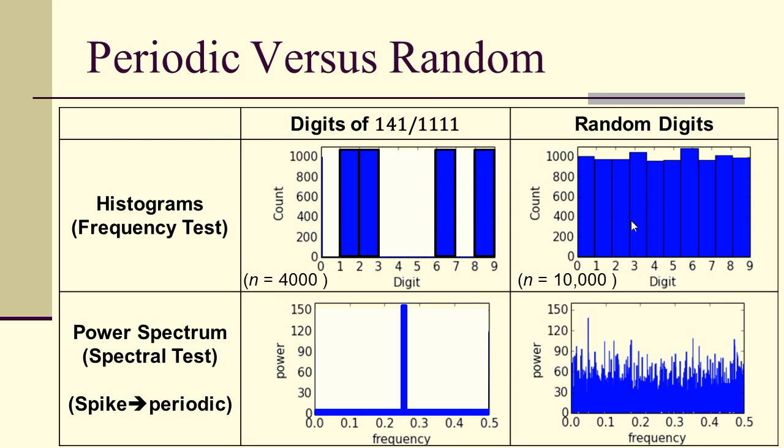So here's periodic versus random. 141 over 1,111 is a rational number, so it's a repeating decimal. Therefore you see a nice pattern. It's got what's called a power spectrum, which is related to the period, how long it oscillates, and notice that it's 0.25 because we get a repetition. We've got 4 digits here. If you have random digits, however, there is no particular frequency that stands out. There are no particular digits that stand out, and it looks something like that.